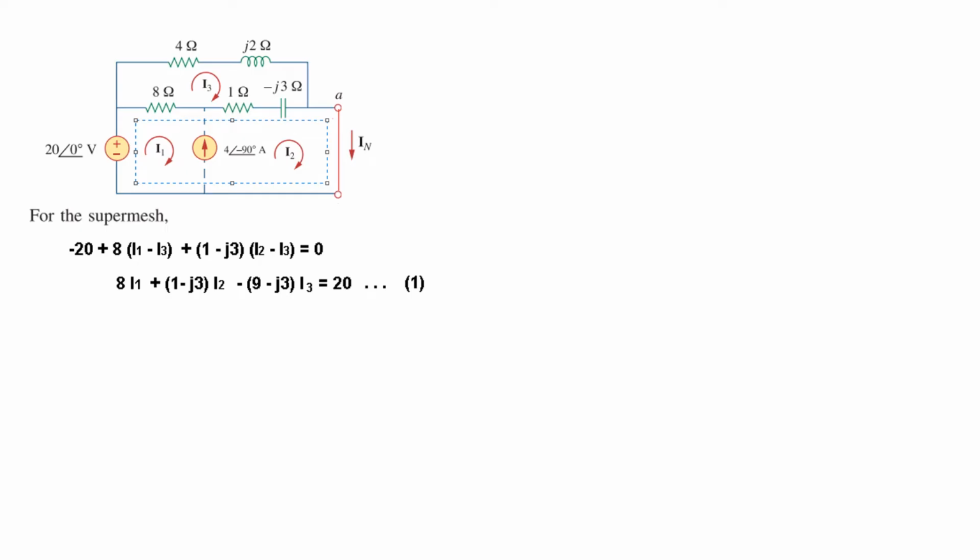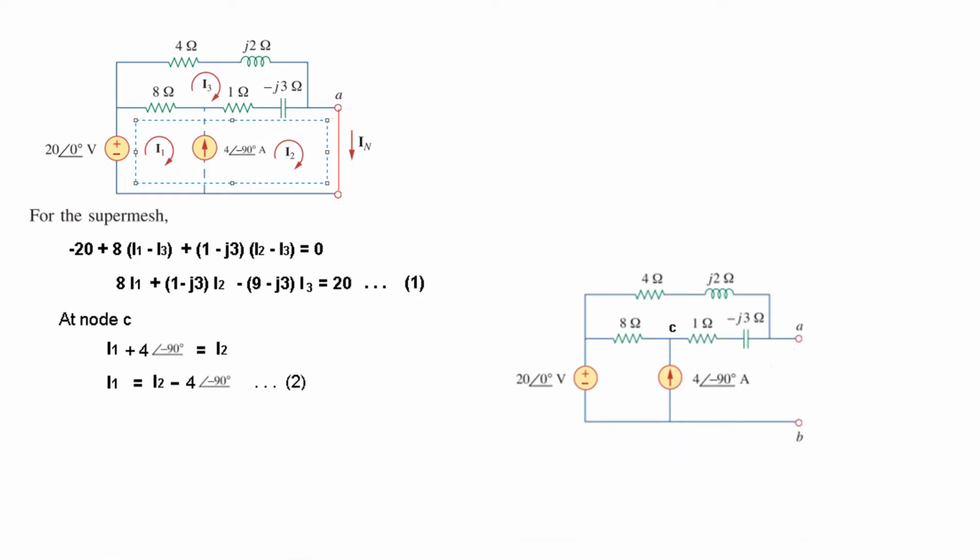And for the mesh, we actually write two equations: one is the KVL equation, and the other is the KCL equation. Now at node C, this point I have named C, we'll write the KCL equation. Current I1 is entering, the 490 is entering, and I2 is leaving. So we can write I1 plus 490 is equal to I2. And from here we can write that I1 is I2 minus 490. So this is our second equation.